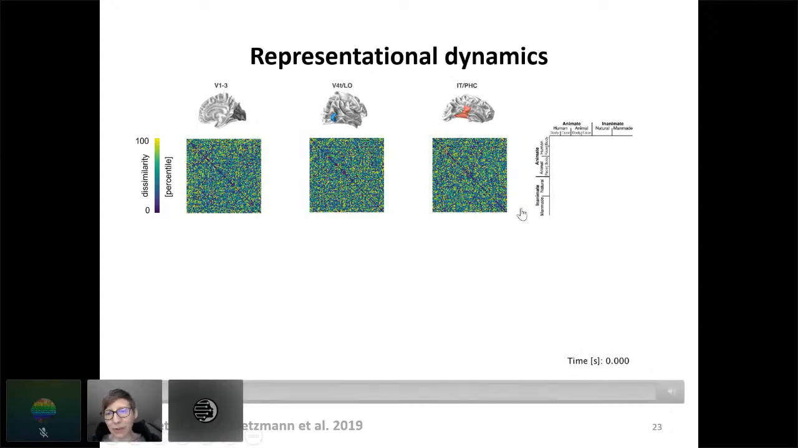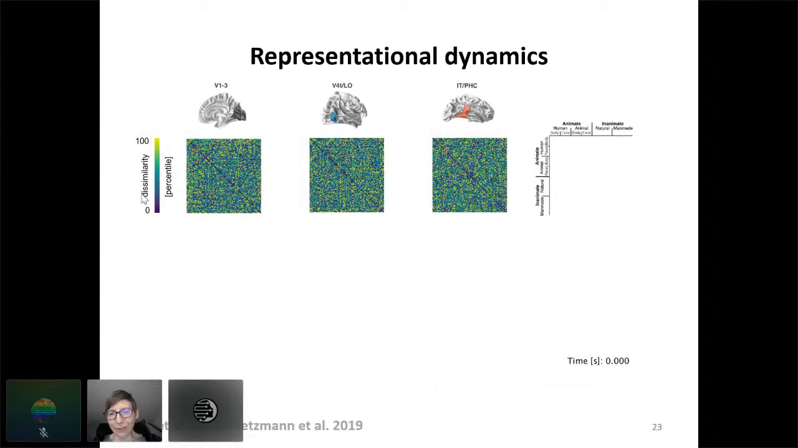And these RDMs are based on the same images as before. They also have the same organization of the stimuli on the axes. The color code is slightly different, but blue again means that two images elicit similar response patterns, and yellow-green means they elicit different response patterns. So I'm just going to play these movies, and I'm going to comment on a few things that happen.